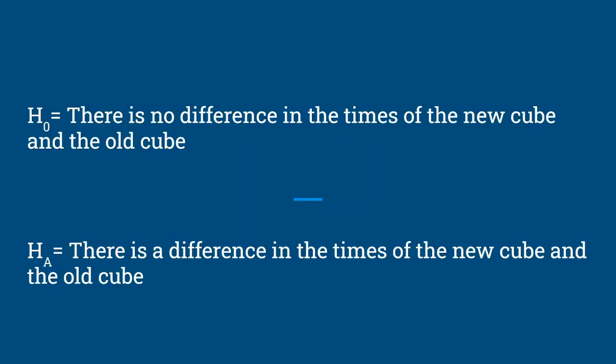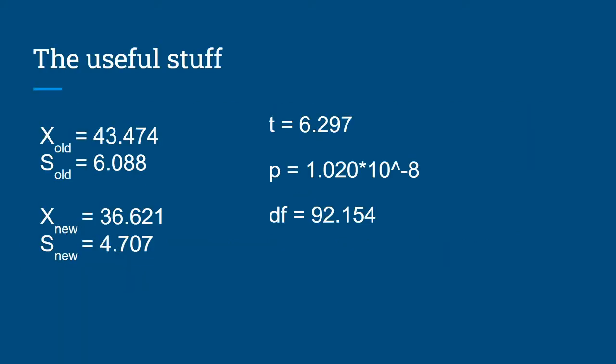So I decided to do a 2-sample t-test. My null hypothesis is that there is no difference in the times of the new cube and the old cube, and my alternative hypothesis is that there is a difference in the times of the new cube and the old cube. Now for some useful stuff, you can see the actual means on the left side.